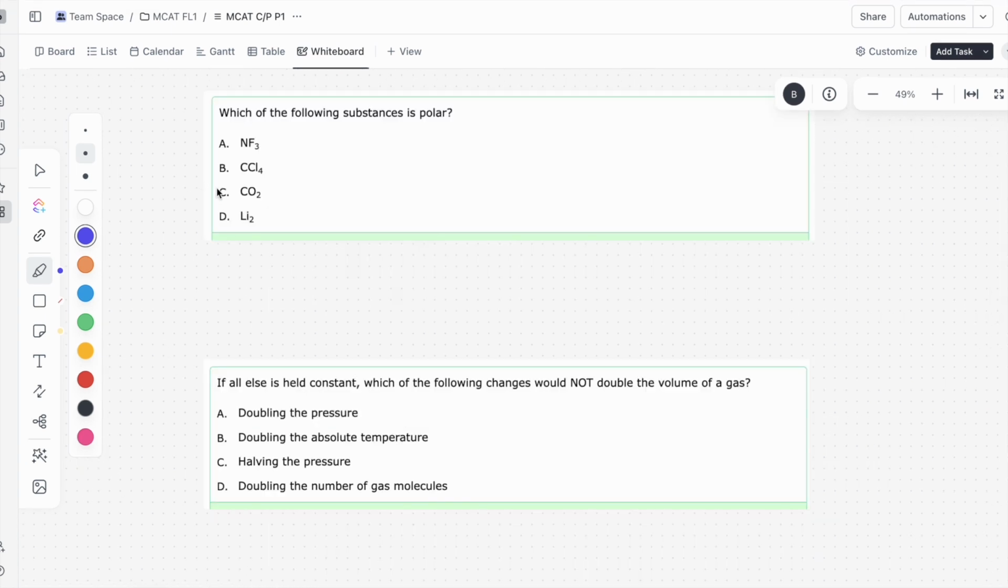All right, let's move on to the following 2 questions. The first one says, which of the following substances is polar? All right, so there are 2 criteria that need to be fulfilled for a substance to be polar. One, you have to have polar bonds. And number 2, you need to make sure that the overall molecule is asymmetric with respect to these polar bonds. All right, so we'll go into that.